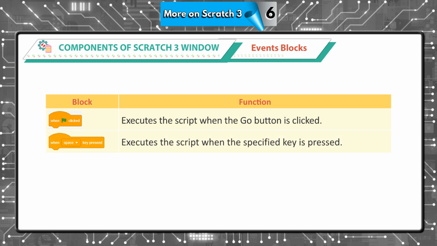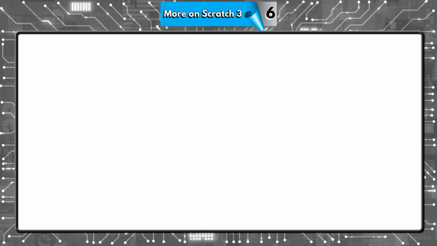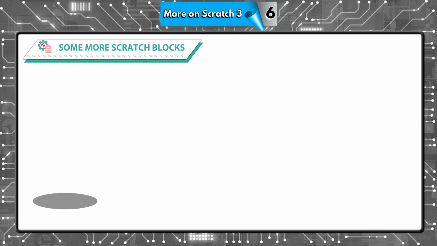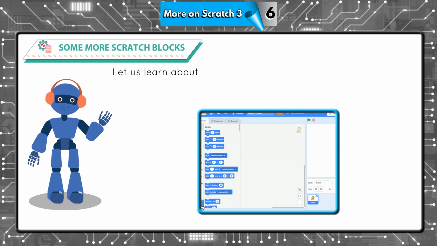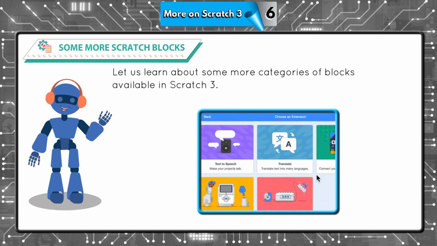When space key pressed executes the script when the specified key is pressed. When this sprite clicked executes the script when the associated sprite is clicked on stage. Some more Scratch blocks. Let us learn about some more categories of blocks available in Scratch 3.